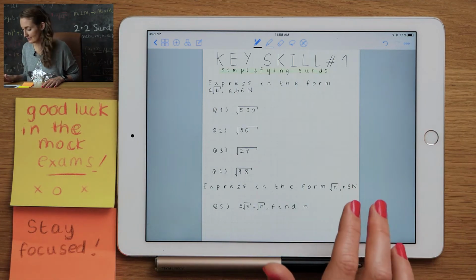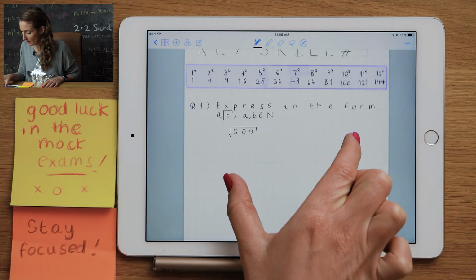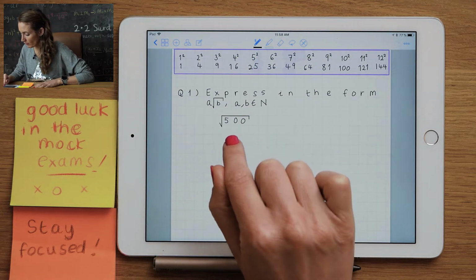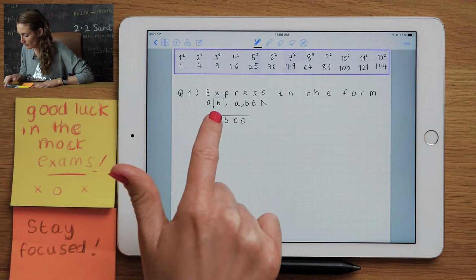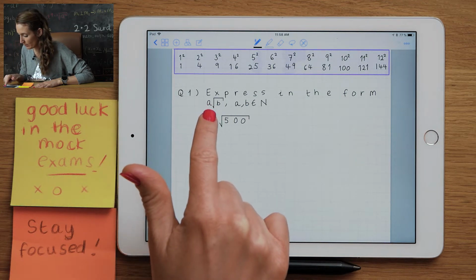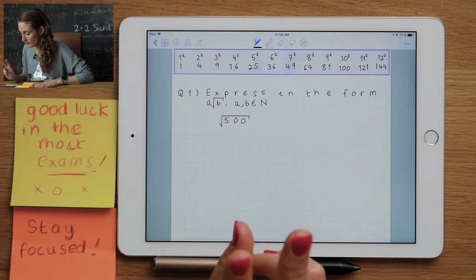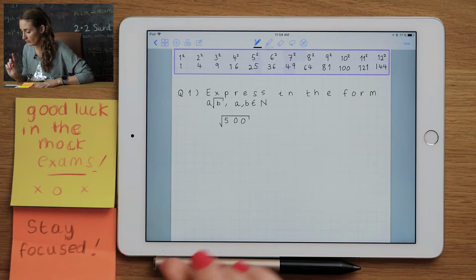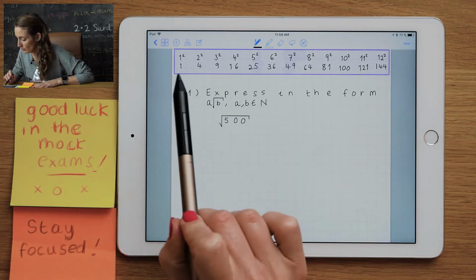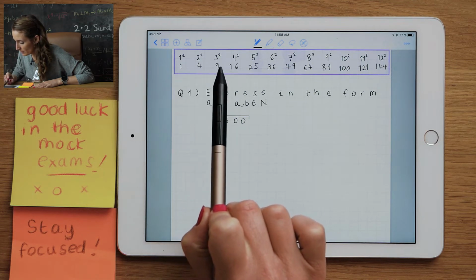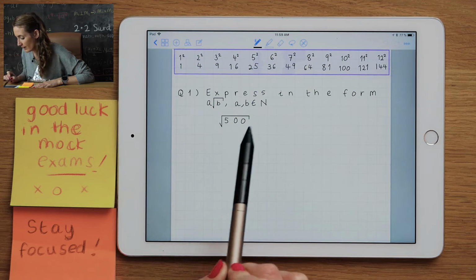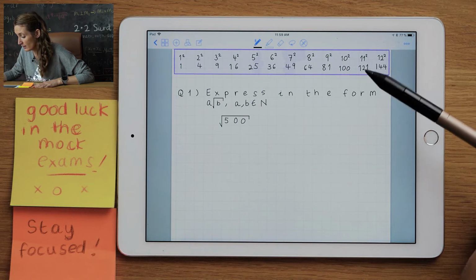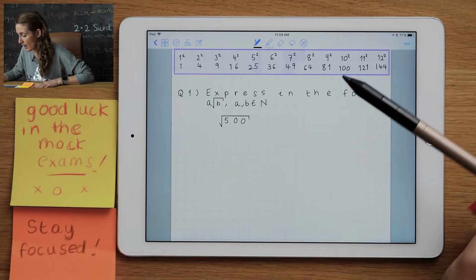So let's get started. We need to break down the square root of 500 into a number in front and a square root. So we have to find out what A and B are. There's two different methods for doing this, so we're going to start with the first method. The first method is, if you know your square numbers, 1, 4, 9, 16, etc., you can write the 500 as a product of a square number and another number.